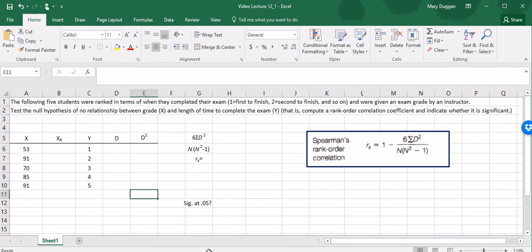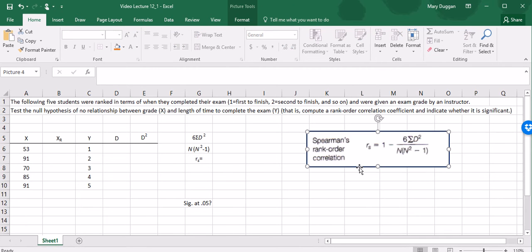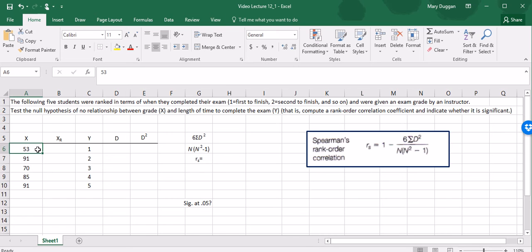So the formula for Spearman's rank order correlation coefficient is right over here, and I've set up a table on the left to be able to gather all the information that we're going to need to complete the formula. So I have the data here for x, which are the scores on the exam. And I also have the data for y, which is the rank order of how long it took them to complete the exam, 1 meaning first to finish, all the way down to 5 meaning last to finish.